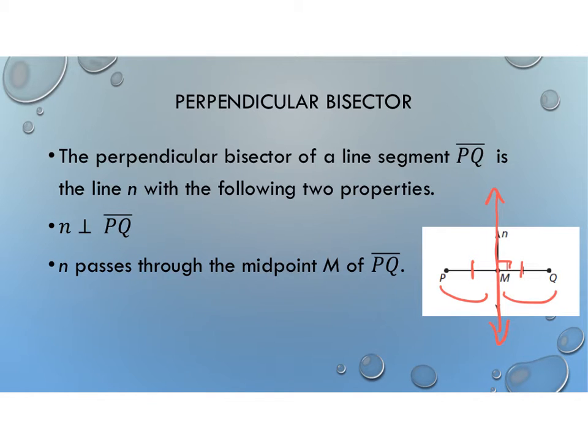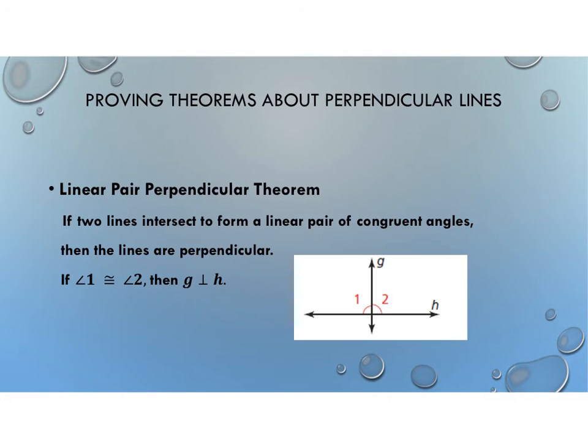Next, we're going to see several theorems. The first one is the linear pair perpendicular theorem. What this one states is if two lines intersect to form a linear pair of congruent angles, then the lines are perpendicular. So here, if they told you that angle 1 was congruent to angle 2, then we know that G is perpendicular to H.